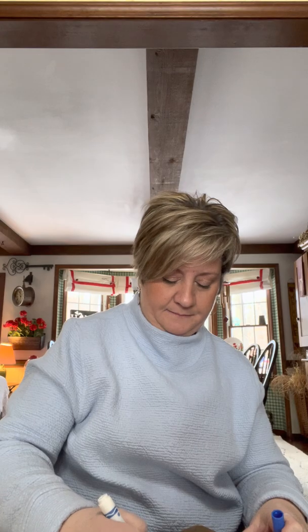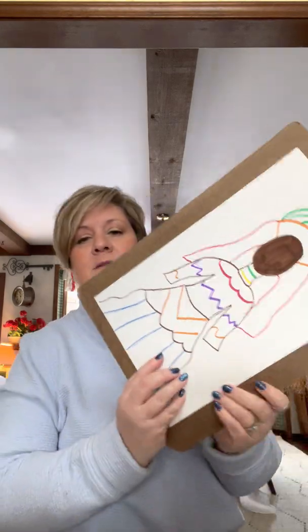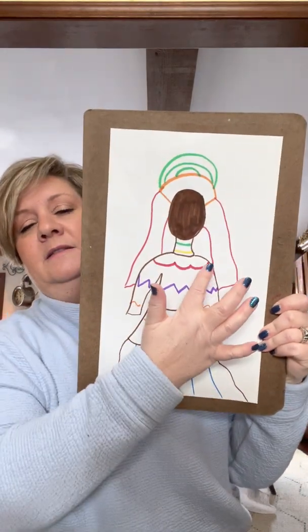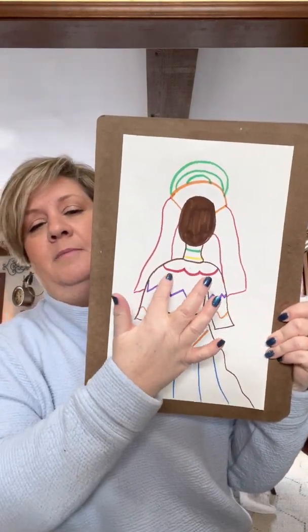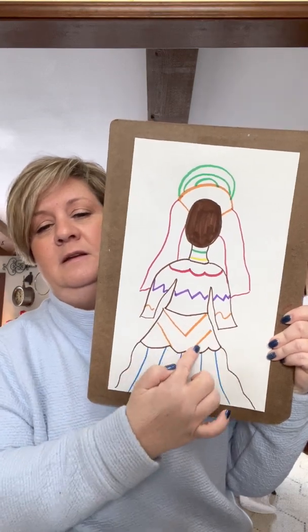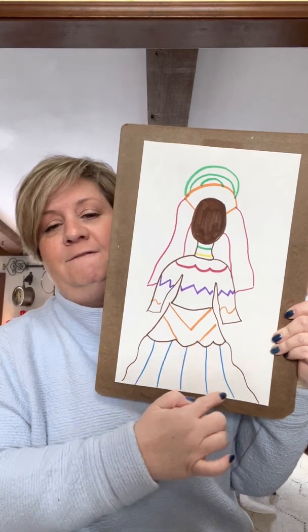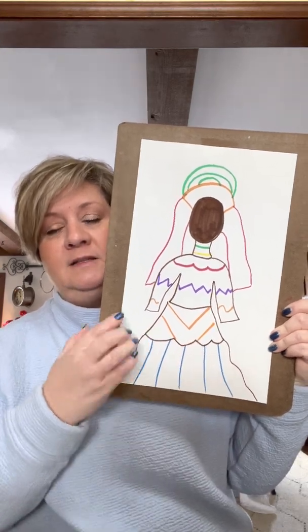I'm going to hold it up. Okay. So I've added some horizontal lines, some bumpy, some zigzag. Then I went to like some V lines because these are more diagonal lines that come down into a V shape. And then vertical lines, which are the up and down lines.